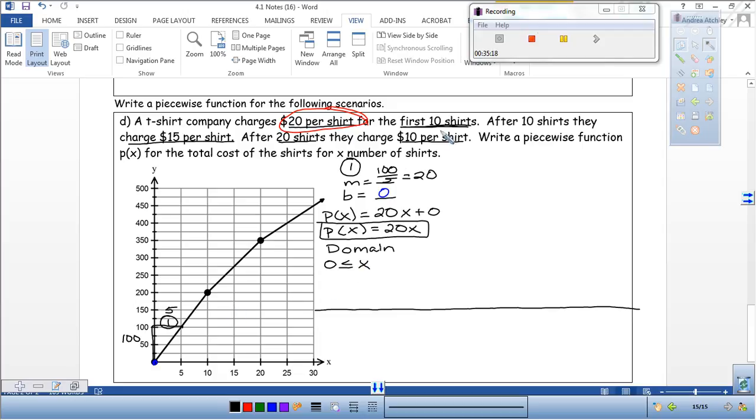For the 10 shirts, how much does the 10th shirt cost? $20. All 10 of them cost $200, but just that last one costs $20. So its rate is equal to the 20. So it needs a less than or equal to sign here, because 0 is less than or equal to x is less than or equal to 10. Does that make sense for the domain? Okay, next one. Let's do number 2.